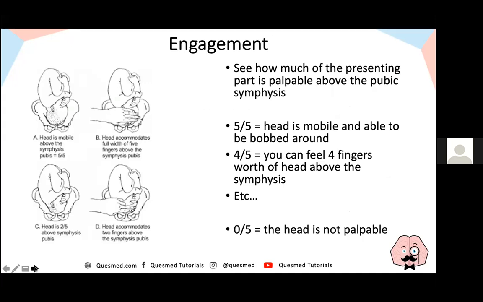Engagement happens at the end of pregnancy, where the fetus starts to engage its head or its presenting part with the pelvis. What you're trying to do here is see how much of the presenting part you can palpate above the pubic symphysis. So if it's 5/5, you can feel the whole head. The head is able to be bobbed around and it's not quite got itself stuck in the pelvis yet, and it goes down to 4/5, 3/5, 2/5, 1/5. And if you can't feel any of the head, you would describe this as 0/5 palpable, which means the head is deep in the pelvis and fully engaged. You'd normally only see that if birth was happening soon.